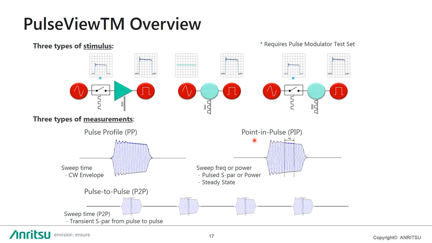Point in pulse. This is useful because we can pick a point anywhere in the pulse train, typically away from the edge effects. They can sweep frequency or power, and you can look at a pulsed S parameter, gain compression. It's a steady state type of measurement.